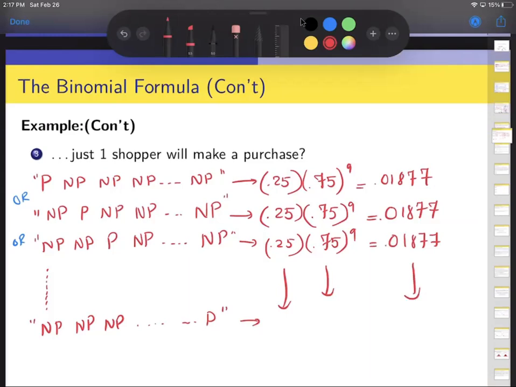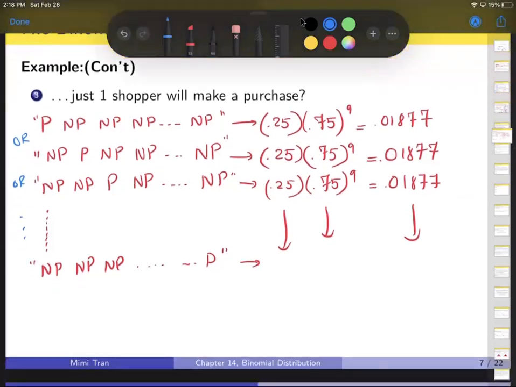Because we're doing OR here, just one shopper making a purchase, 10 possibilities can happen. For multiplication we use independence, but for OR we use addition. OR means addition, so we add them all up. Remember, there are 10 possibilities, so you add 0.01877 plus 0.01877, and so on, or just take 0.01877 times 10, which equals 0.1877. Adding the same thing 10 times is multiplying by 10.